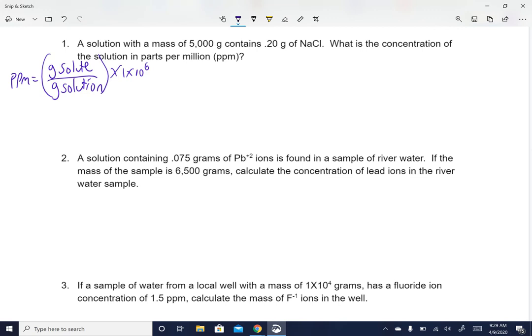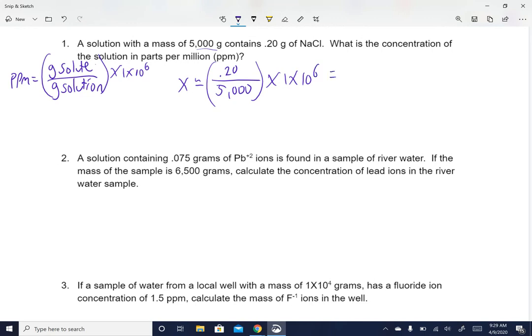A solution with a mass of 5,000 grams, so the solution's mass is 5,000, that goes on the bottom, contains 0.20 grams of NaCl, which is a solute, which goes on top. What is the solution concentration in parts per million? This one's pretty straightforward. So parts per million, or you could write ppm, equals 0.20 over 5,000. We're going to divide that and then multiply by a million, 1 times 10 to the 6, or 1 with 6 zeros.